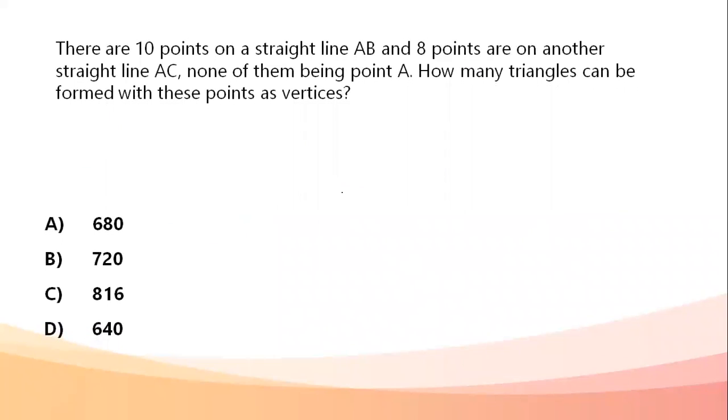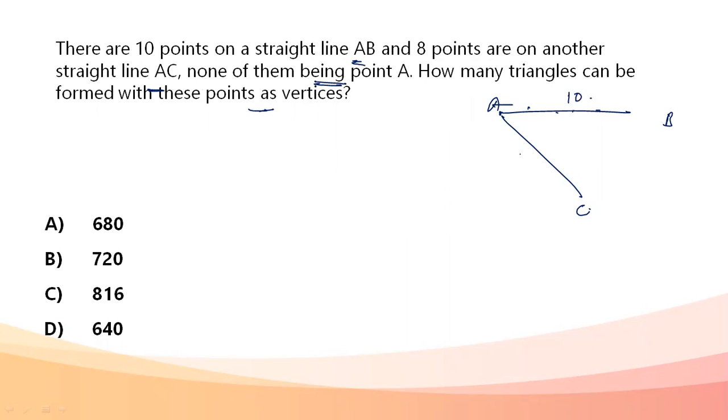Next question. There are 10 points on a straight line AB and 8 points on another straight line AC, none of them being point A. Okay, so A is not on any of those points. How many triangles can be formed with these points as vertices? AB has 10 points, AC has 8 points on it. That is what the question is.